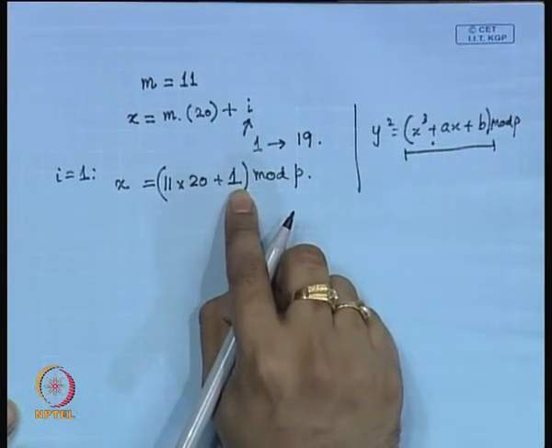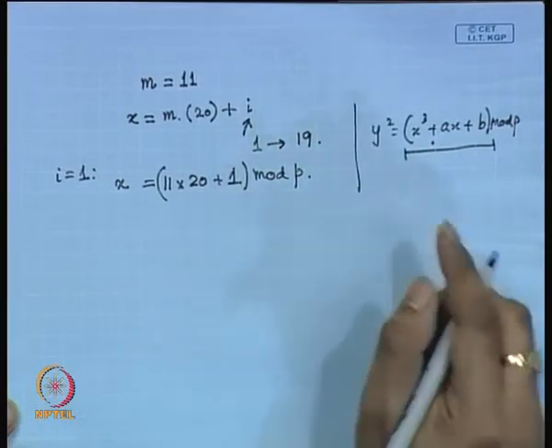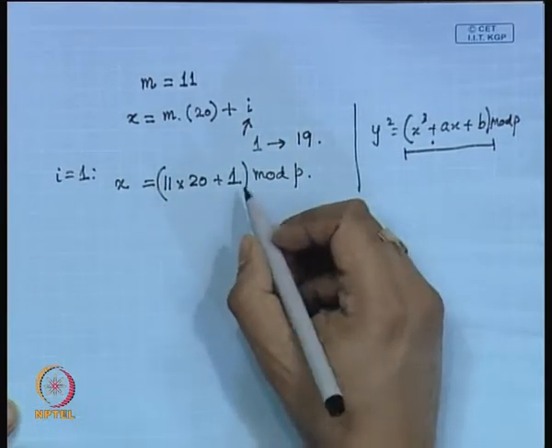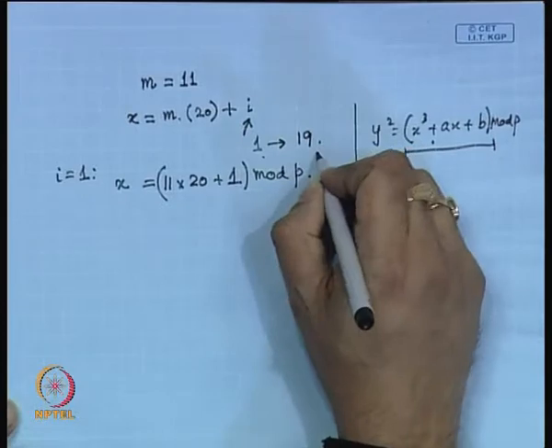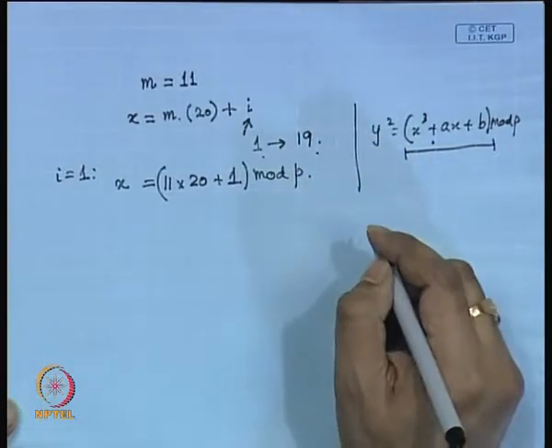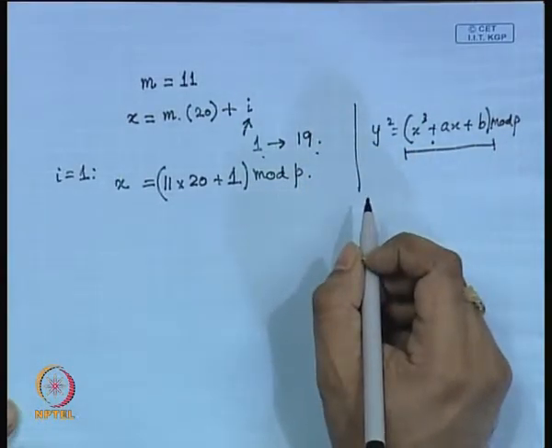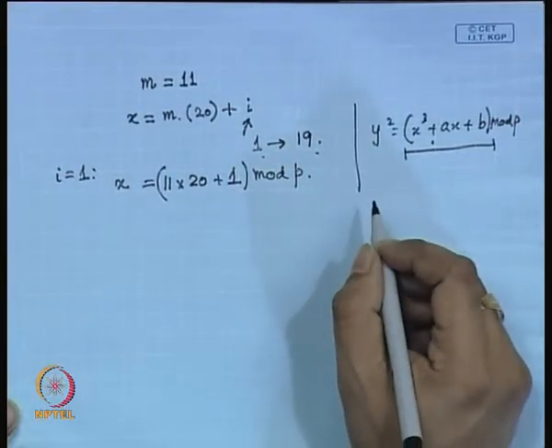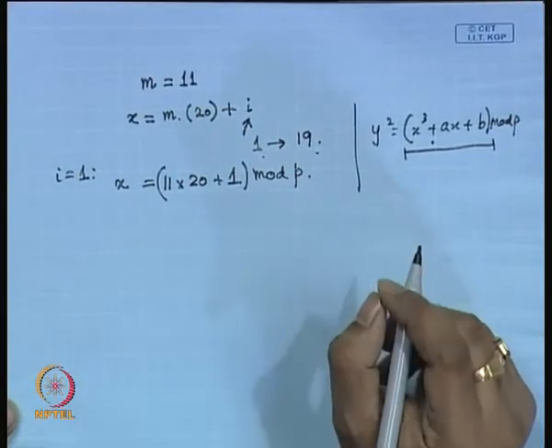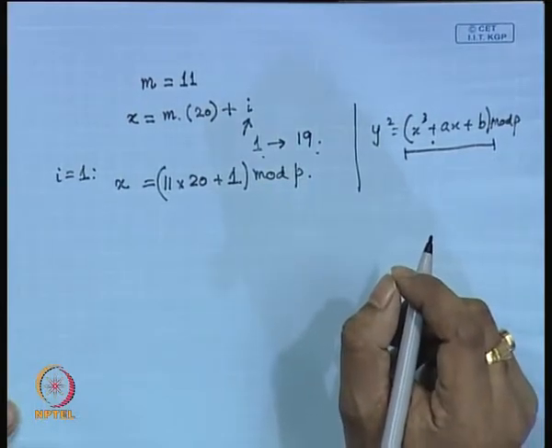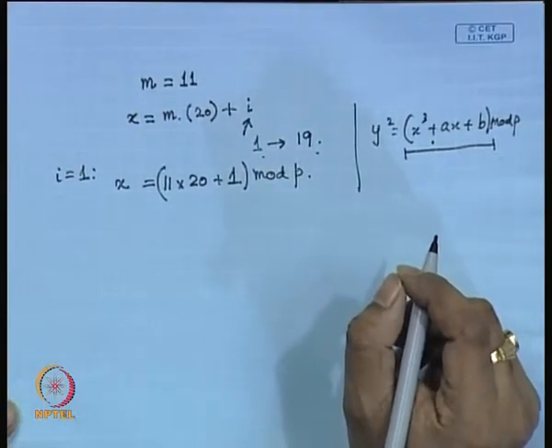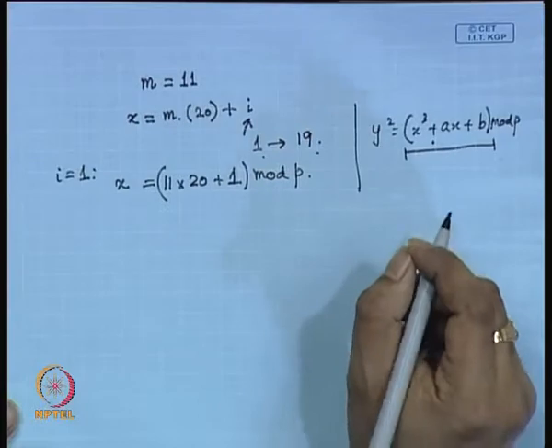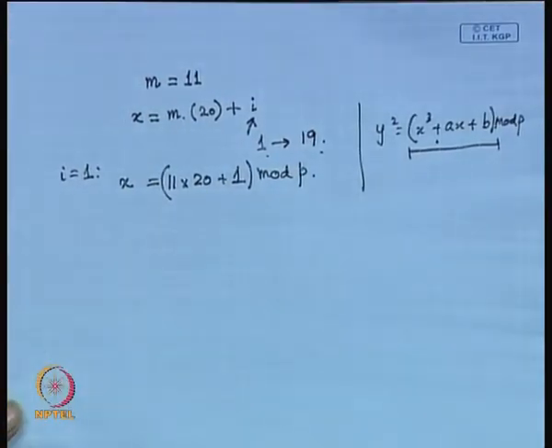Now you know that it is quite easy, you can check that if I start varying i from 1 to 19, at least one of them will ensure that y is a quadratic residue. So, if I keep on increasing like this, at least one of them will be a quadratic residue. You can just think upon why it is so. Therefore, m is encoded as x comma y, and the decoding is very simple.